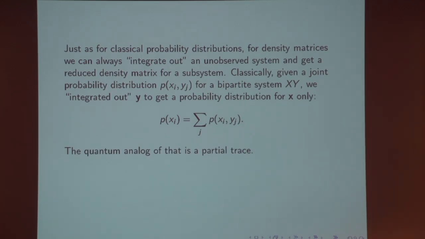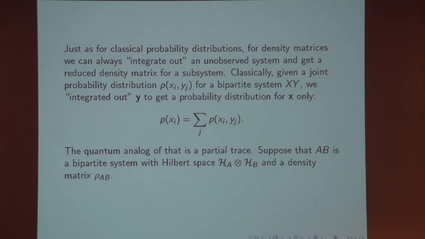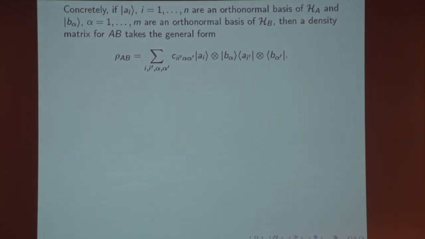So classically, given a joint probability distribution, we integrated over one variable to get a probability distribution for x only. The quantum analog is a partial trace. Suppose AB is a bipartite system with Hilbert space H_A tensor H_B and density matrix rho_AB. Now, concretely, if we have an orthonormal basis for H_A that I'll call A_i, and if B_alpha is an orthonormal basis for H_B, a density matrix for the combined system takes this general form.